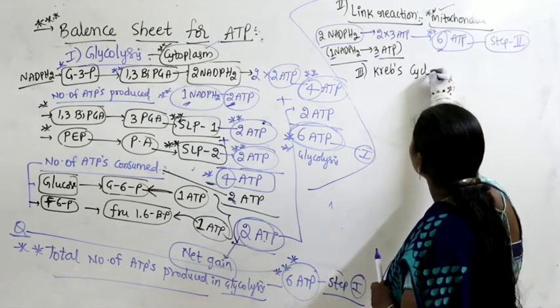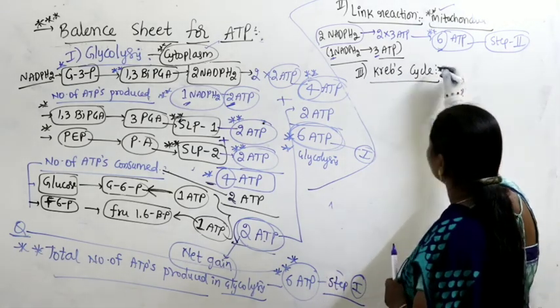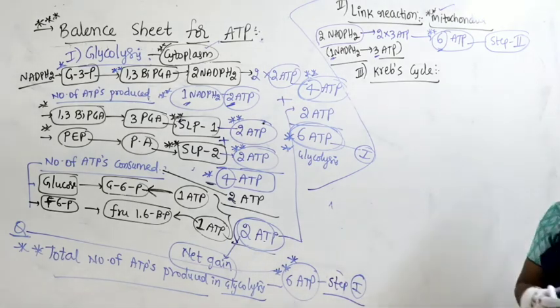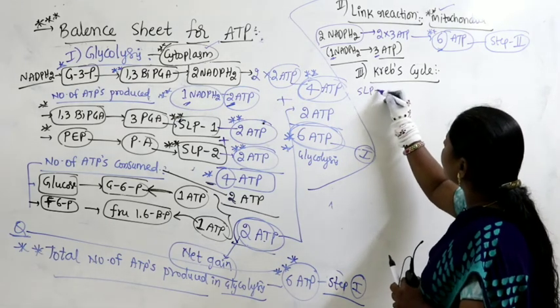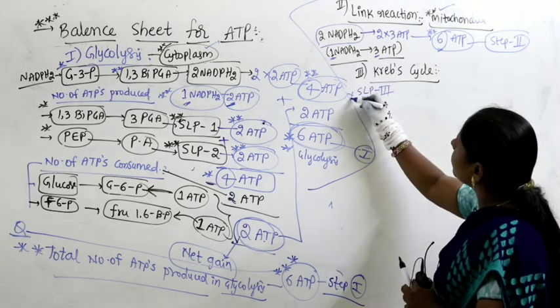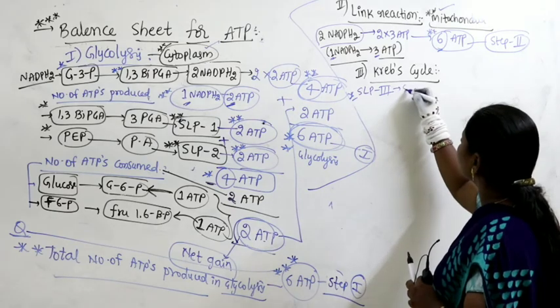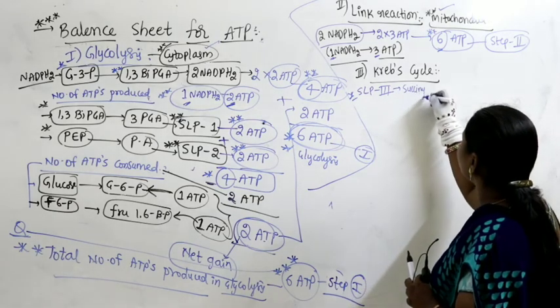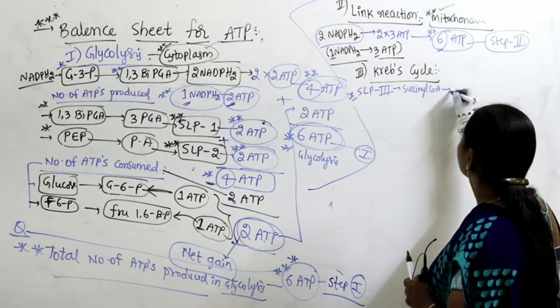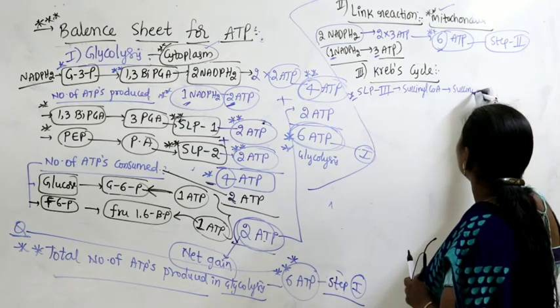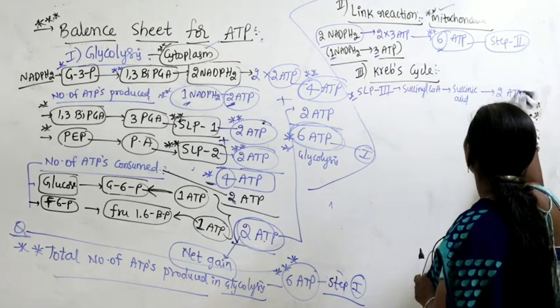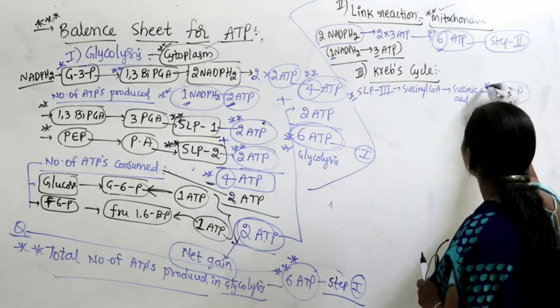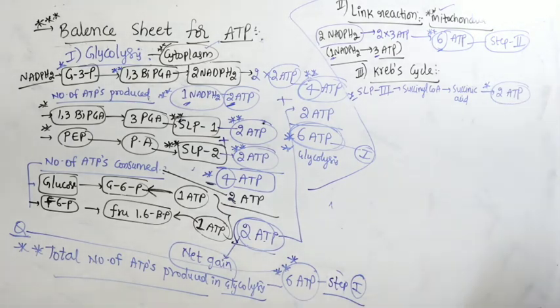Now if you take Krebs cycle, it also happens in mitochondria. From here everything happens in mitochondria. Now there is substrate level phosphorylation number 3, very important, where conversion of succinyl CoA to succinic acid releases 2 molecules of ATP. That is very important.